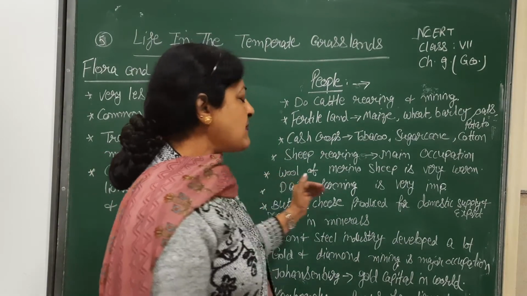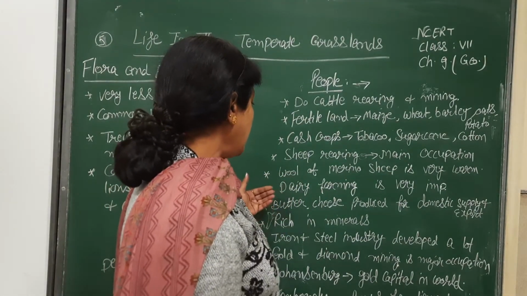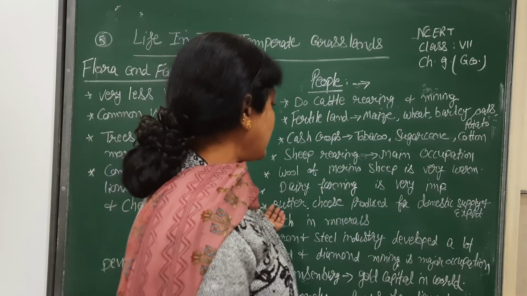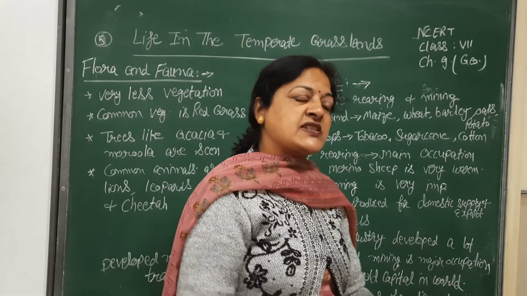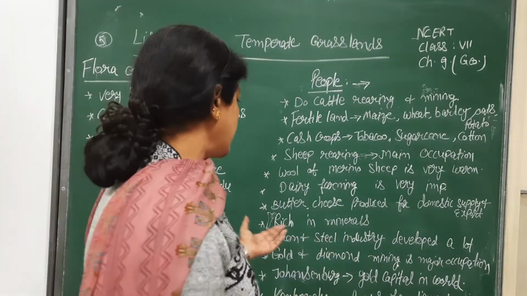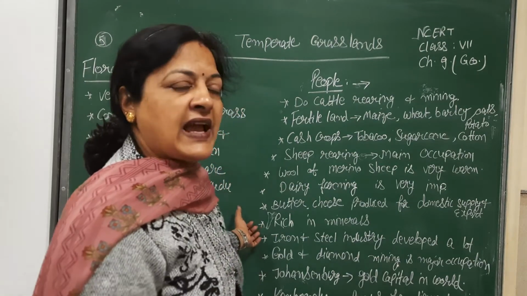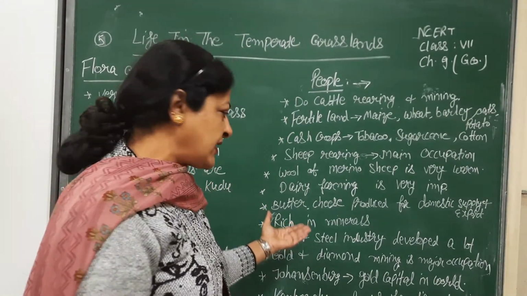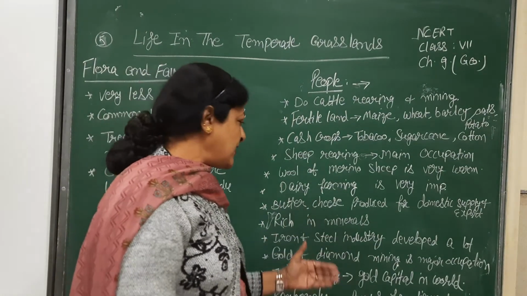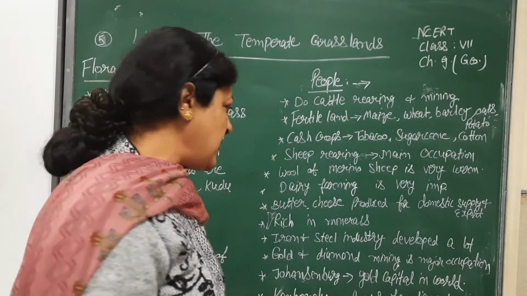Now, dairy farming is also a very important occupation of the people here. People produce butter and cheese. The production is done both for domestic supply as well as for export. Then, this area is rich in minerals. Iron and steel industry has developed a lot in this area. Apart from it, gold and diamond mining is the major occupation of the people here.